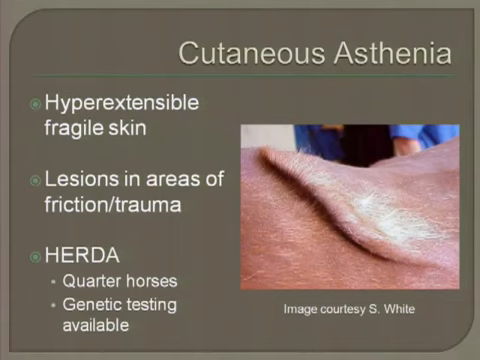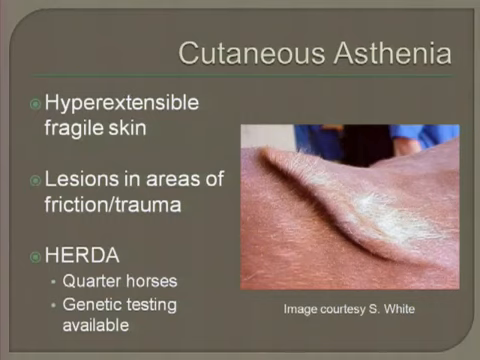So you can see on that picture, a horse's skin shouldn't wrinkle like that, right? And that horse's skin, if you were to apply just a little bit more pressure, you could just pick that skin up and take it entirely away from the horse itself. So what you're going to see are lesions that are in areas of friction and trauma. Even though these animals are born with these symptoms, sometimes with cutaneous asthenia, you don't actually notice symptoms until a little bit later in life.